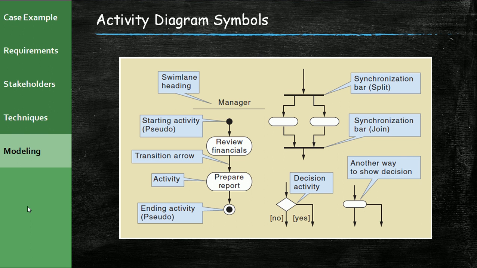And then you've got a join, which is the opposite, on the bottom of that. That's when the activities come together. So you're saying that when those activities all come together, all complete, then you can move on to some other activity.